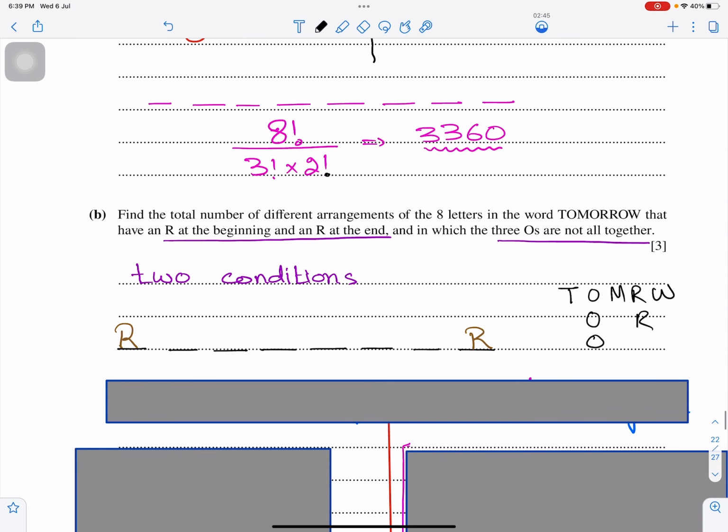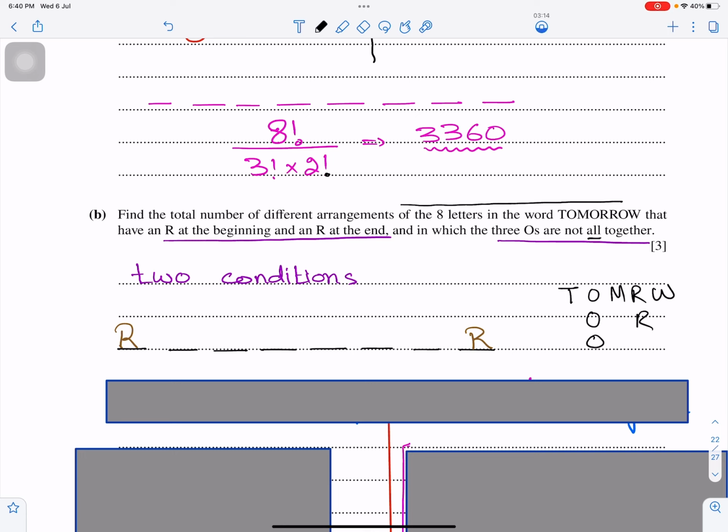Now this case, part B. This question is actually overall tricky. There are 3 parts. This is part B. Find the total number of different arrangements of the 8 letters in the word such that R is at the beginning and R is at the end. This is condition number 1. And also in that arrangement, the 3 O's are not all together. Now this is a tricky part.